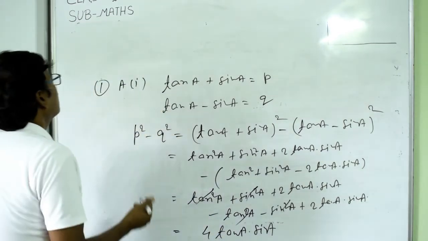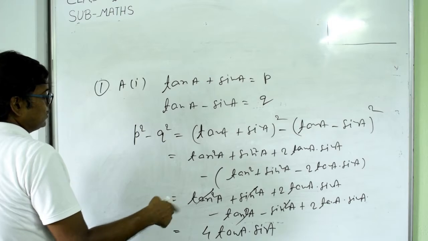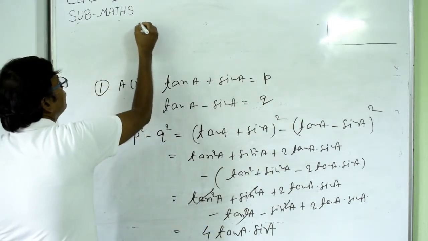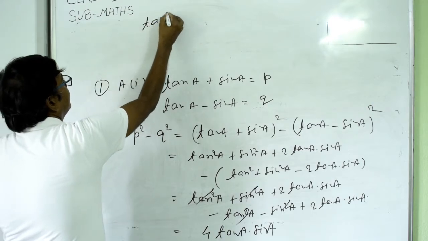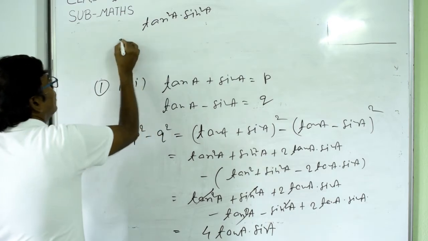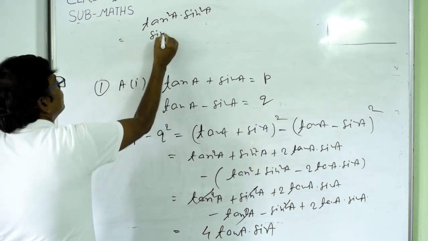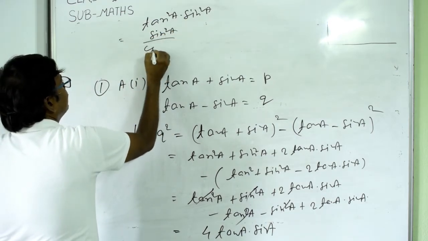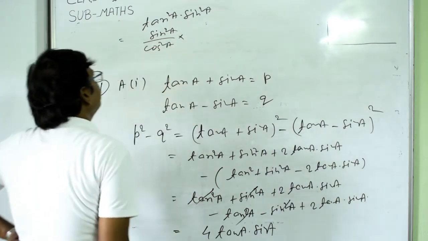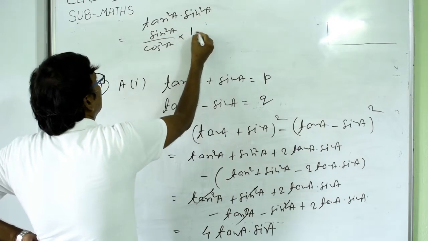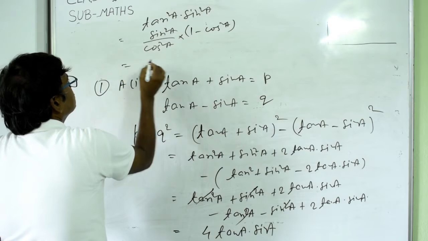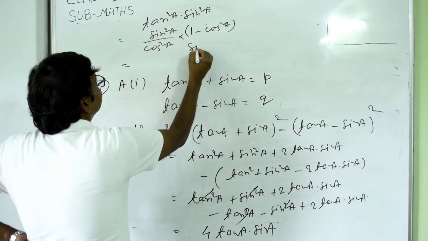Then the next thing is to find the square of this, that is the tan square A. Now tan square A into sin square A equal to how much? It will be sin square A by cos square A into sin square A. And tan square A equal to 1 minus cos square A we can write.